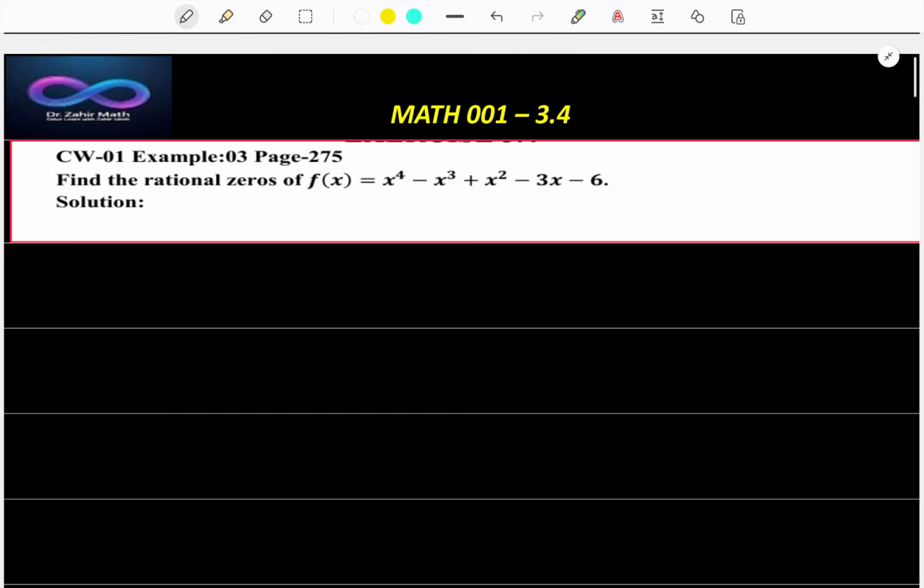Now we are going to do exercise problems in this 3.4. So the first question is find the rational zeros. What is the question? Rational zeros of f of x equals x power 4 minus x power 3 plus x square minus 3x minus 6.